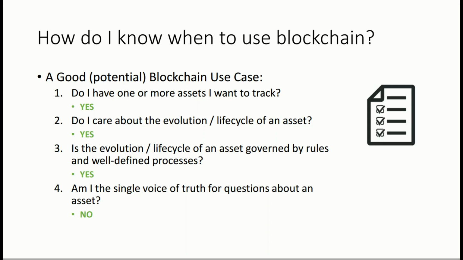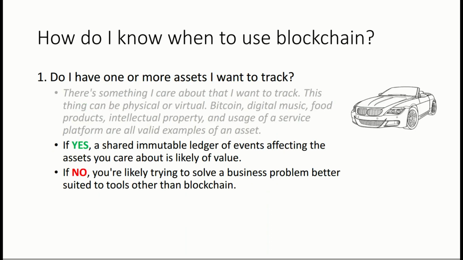So let's talk about each of these 3 questions and what they mean and how you might get to 3 yeses and a no. We'll start off with question 1. And question 1 simply asks, do I have one or more assets that I want to track? And remember, anytime we hear this word asset in a blockchain conversation, it's just another way of saying a thing that we care about. So what we're asking here in question 1 is, hey, do I have one or more things that I care about that I want to keep track of?